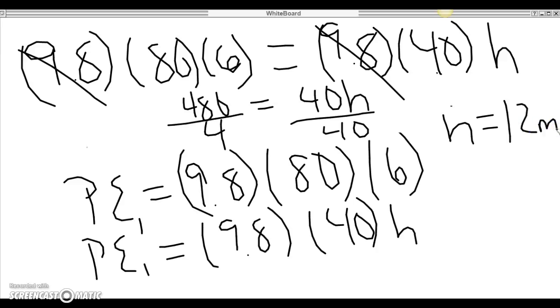So the height that the 40 kilogram diver should stand at is 1.2 meters in order to have the same potential energy. Now, did we need to know the potential energy of either diver to solve this equation? No, we didn't need to know the potential energy of either diver. We used the fact that the potential energies were equal. Can we find the potential energy? Certainly. But do we need it? We do not need it. I hope this helps.